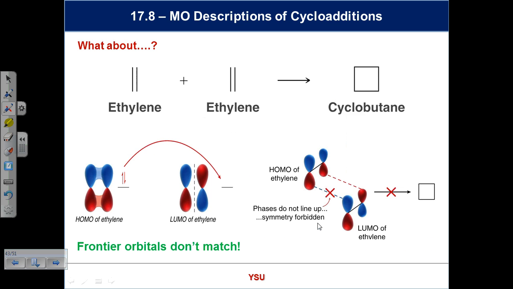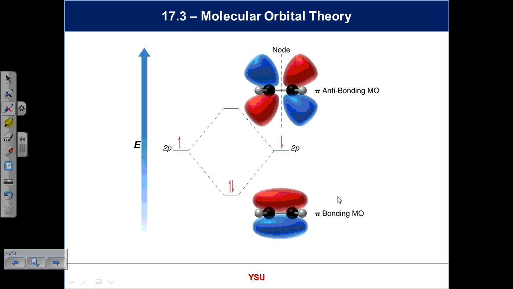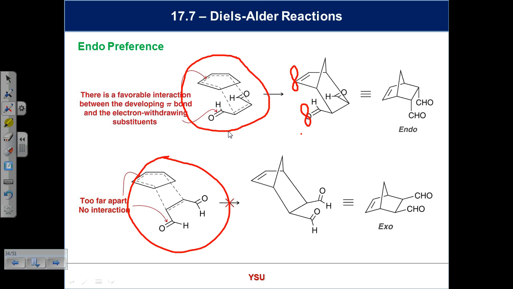Now, what did I just try and summarize? I'm interested in the 4 plus 2 cycloaddition. I'm very interested in the Diels-Alder reaction. You should know how it works. You should have some idea about its stereochemistry, some idea about endo-exo preferences, some idea of how to draw transition states and explain why one is better than the other, and be able to draw products.